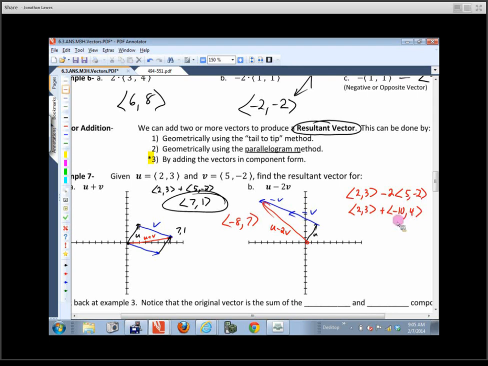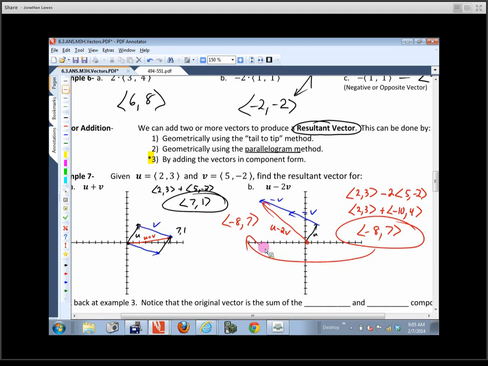And then when I put those together, I'm just adding horizontal components and adding vertical components. So I end up with 2 minus 10, that's negative 8. 3 plus 4, that's 7. So I get the same answer as I would over here. Okay, any questions there?